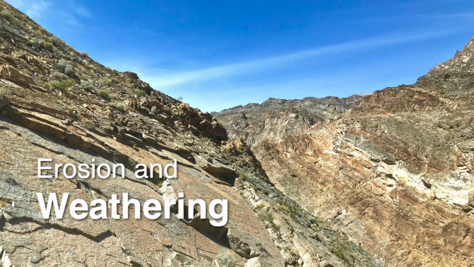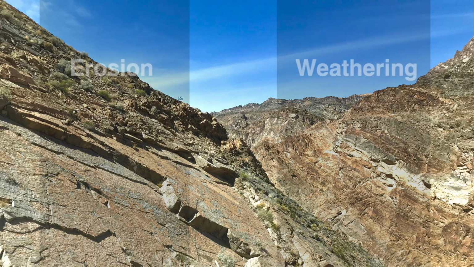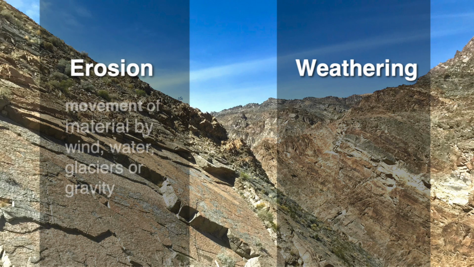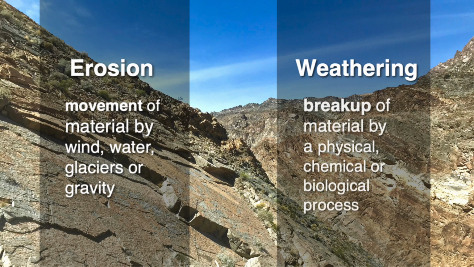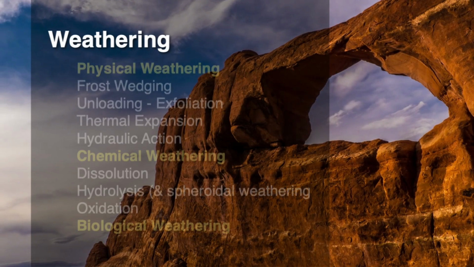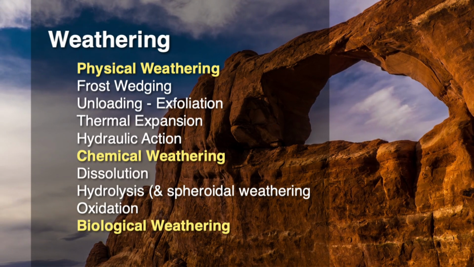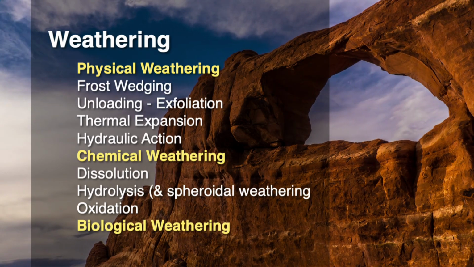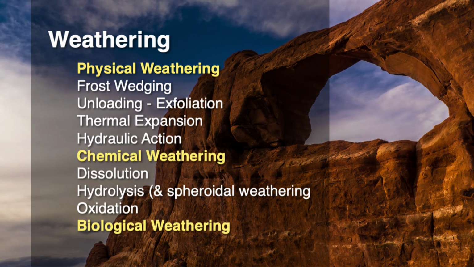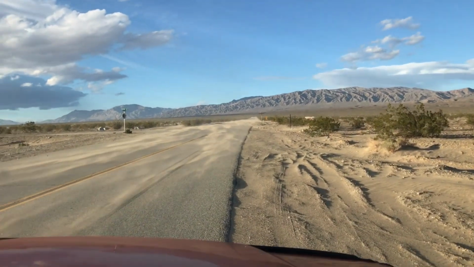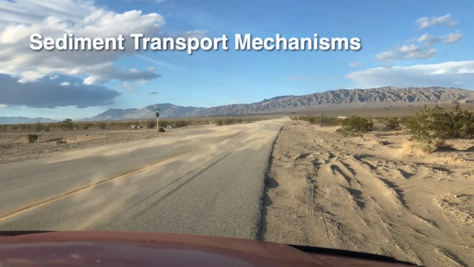Finally, in reviewing our definition of the difference between erosion and weathering, we had erosion, which was the actual movement of the material by wind, water, glaciers, or even gravity. Weathering, on the other hand, was the breakup of the material through a physical, chemical, or biological process. And we saw that there were a variety of different weathering types in each of these physical, chemical, or biological activities. Now, we're not going to go into those again, but we can refer you to the previous video on weathering of sedimentary rocks.